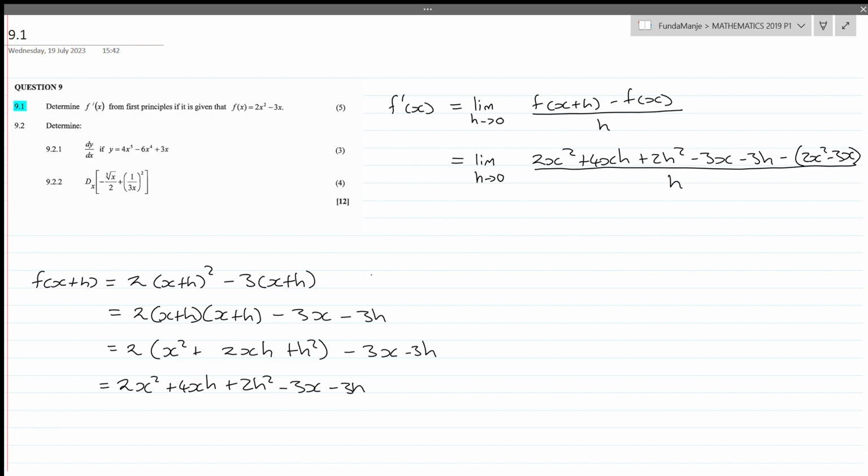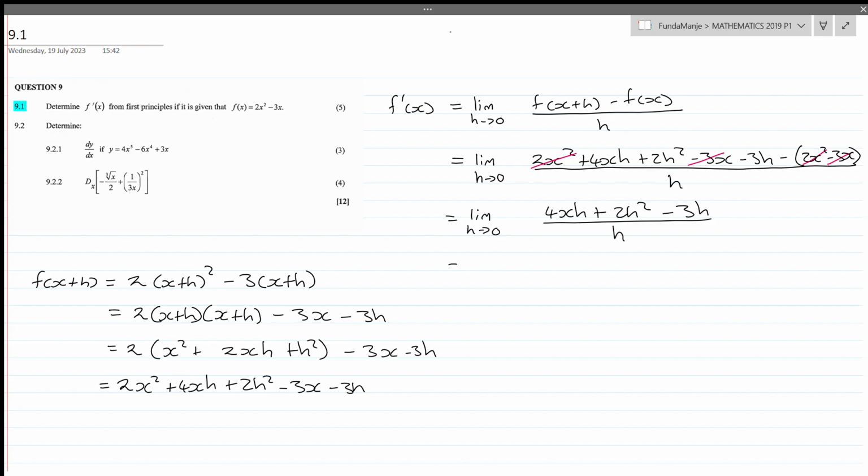h. Now there are some like terms and things that we can cancel out with each other, specifically the 2x squared and the 2x squared. So this 2x squared and minus that 2x squared. Then we also have this minus 3x, and then we have the minus negative 3x, which will turn into a positive 3x. So those four terms cancel each other out, and then we are left with the limit as h tends to 0 of 4xh plus 2h squared minus 3h, and this is all over h.